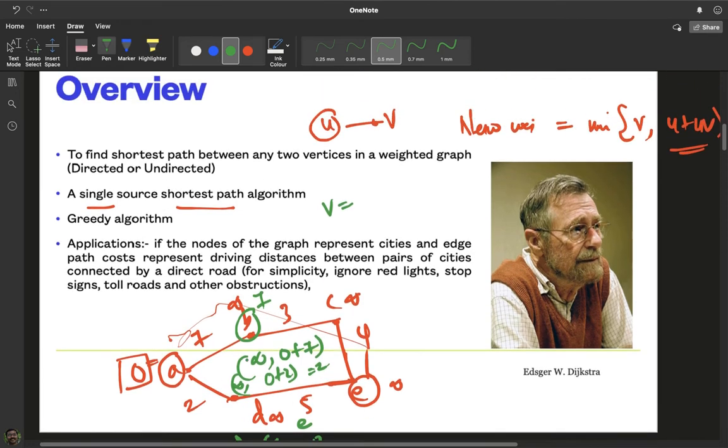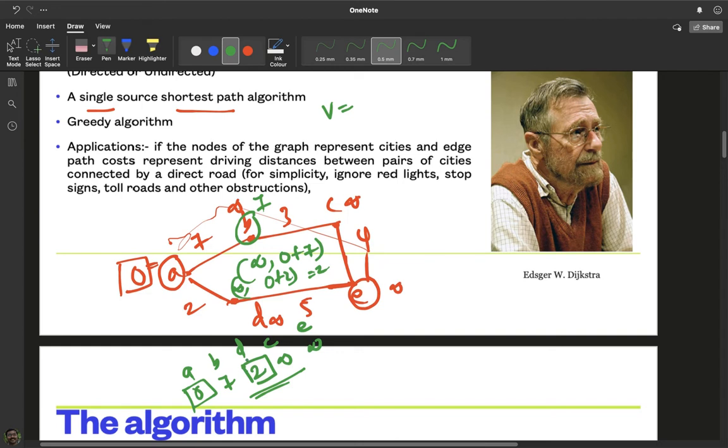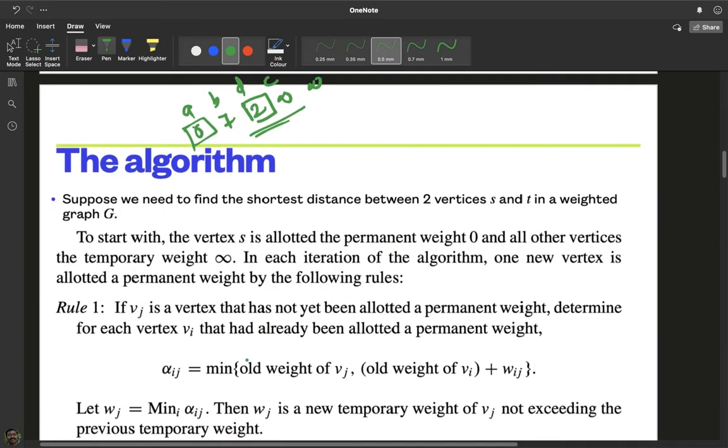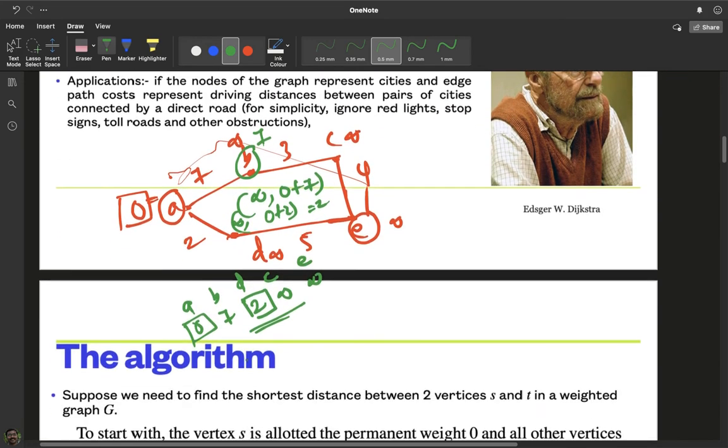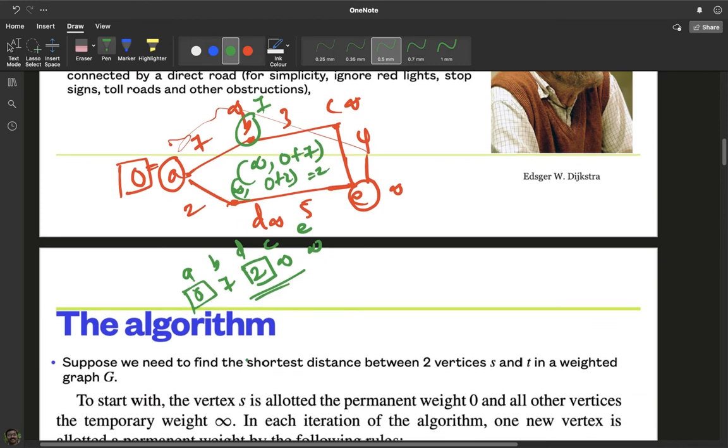Okay, so this is how you are going to give permanent weights to each of the vertices. These weights actually denote the cost of reaching that vertex from A. So that's the idea of this algorithm. Let us see it. Once I do some illustration, you will understand this method. Only this much you have to understand. It's a very simple thing.